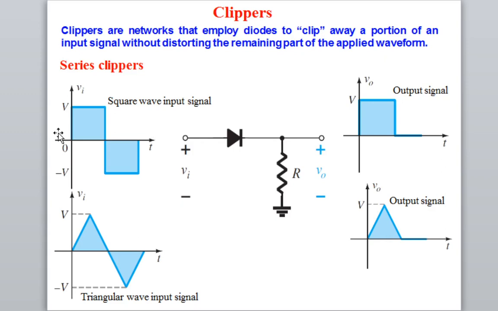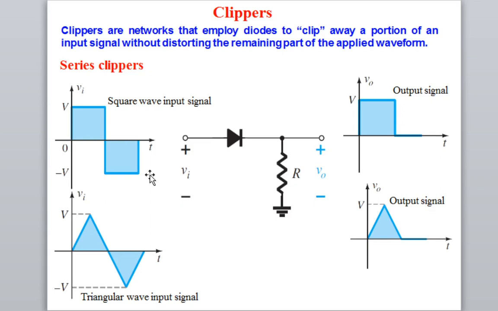When you apply this signal, how will this clipper clip one portion? Because we know the property of the diode. Using the first diode approximation, that is the ideal diode approximation, when the diode is in forward bias it behaves like a closed switch with zero voltage drop. When the diode is in reverse bias, it behaves like an open circuit with zero current.